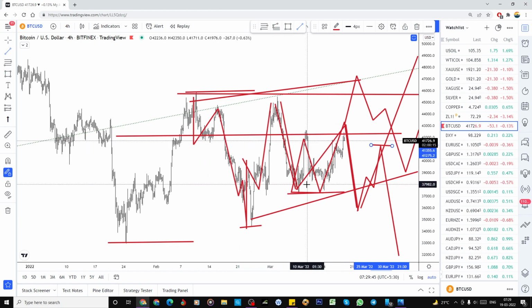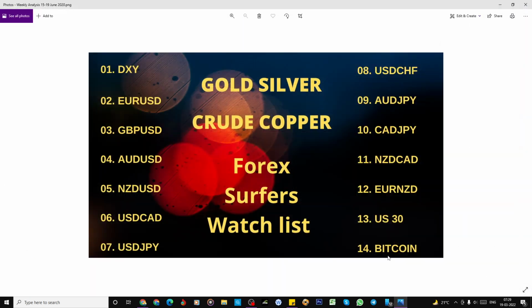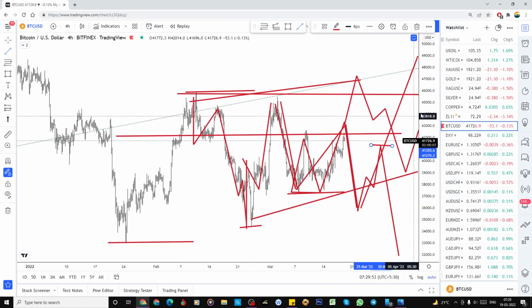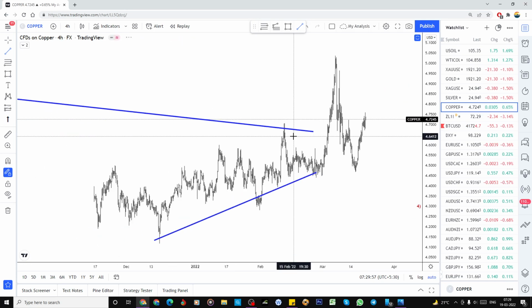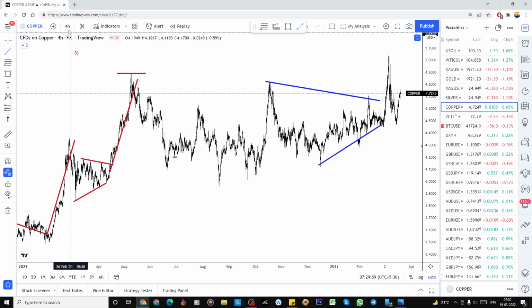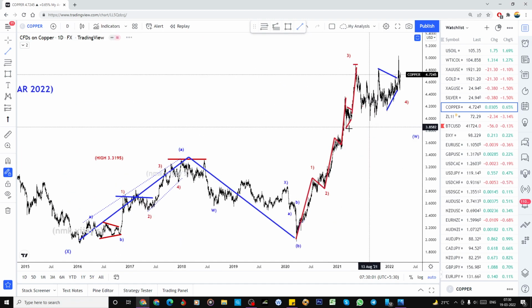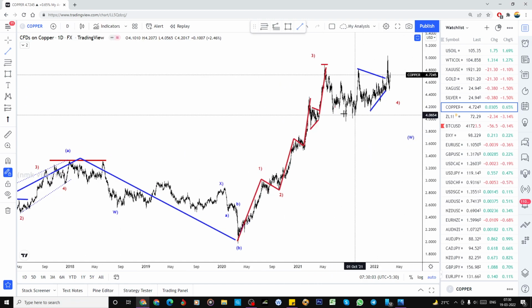Until that, there is no trade, only watching. So let's watch the next. Copper: we can move to copper, and it is still in that. I have explained this also last week, again at the same continuation.